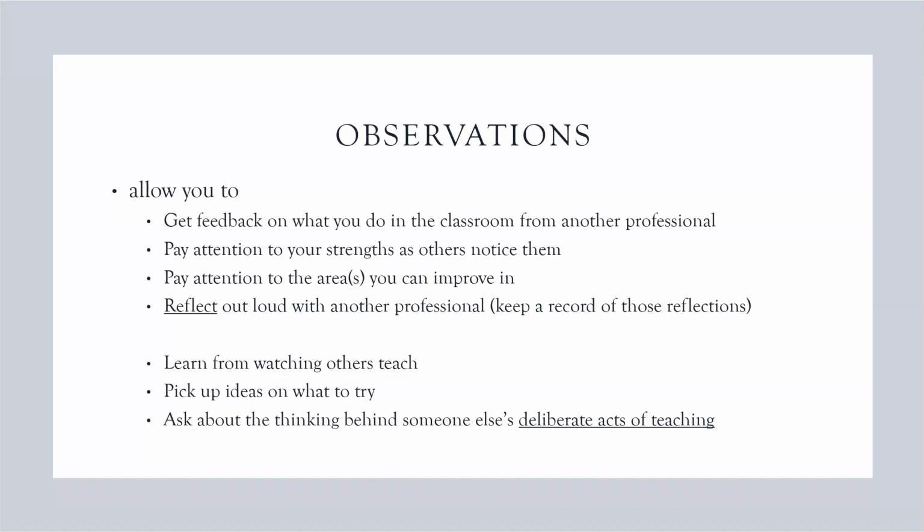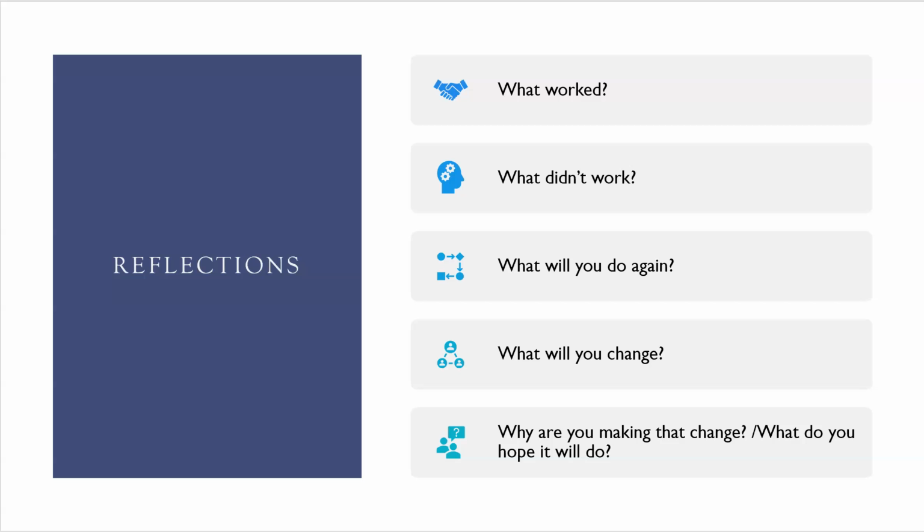Be observed as much as you can, and observe other people as much as you can, because that can really help shape your teaching. Pick up some ideas on what you want to try, and also in your post-observation conversations, ask the person about the thinking behind their deliberate acts of teaching. Why were they doing the thing that they did in the way that they did it? This will help you understand how they make their decisions and what informs their decision making. And often those might be things that you hadn't thought about. And so again, they can enrich your skill set.